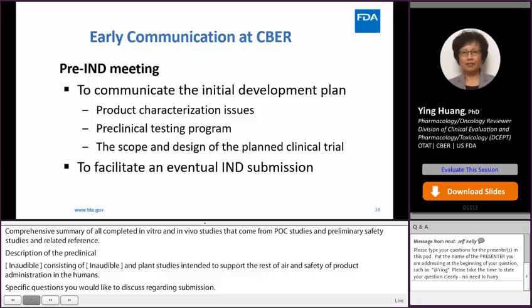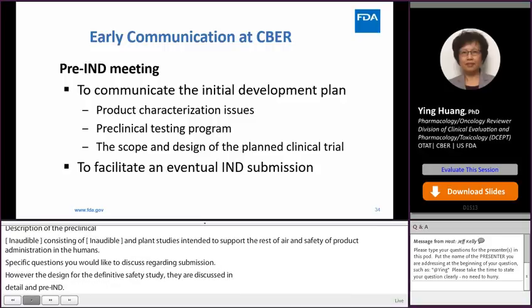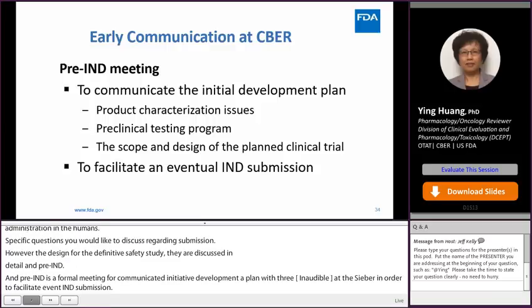The pre-IND meeting is a formal meeting to communicate the initial development plan with the 3 review disciplines at CBER in order to facilitate an eventual IND submission. For the preclinical testing program, discussion will be on a comprehensive summary of the data from the completed studies and a plan to conduct definitive safety studies.